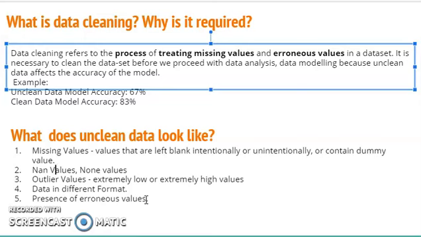Presence of erroneous values. There might be some dummy values that are present. By dummy values, I mean values like 0, 1, 2. Dummy values are any values that are not of relevance, or that are treated as an error, that can be treated as a bug in the data.